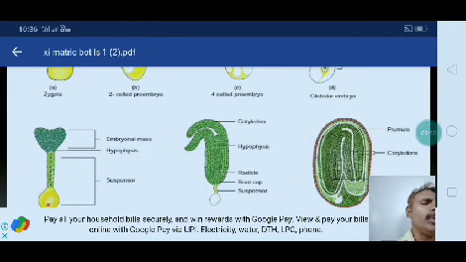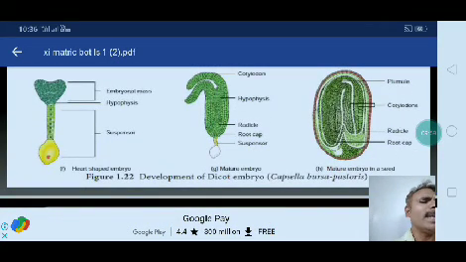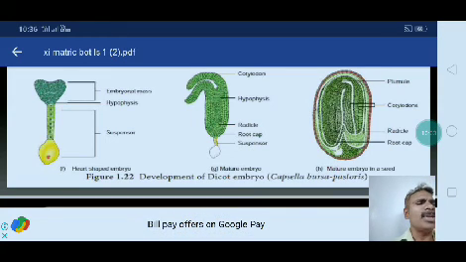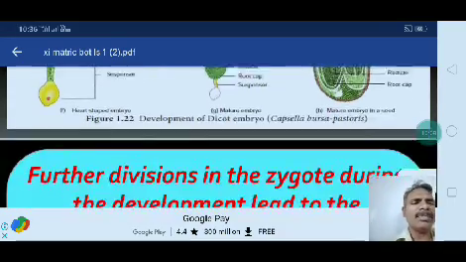Then the plumule is present. Cotyledons are also present in this region, then the radicle and root cap. Radicle is present and plumule is also there. The plumule is the upper region of this embryo. The radicle is the lower region, that is the root region.